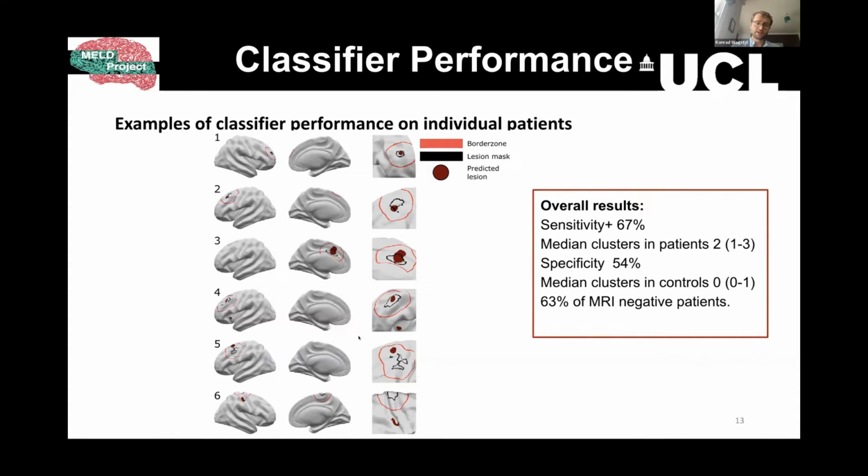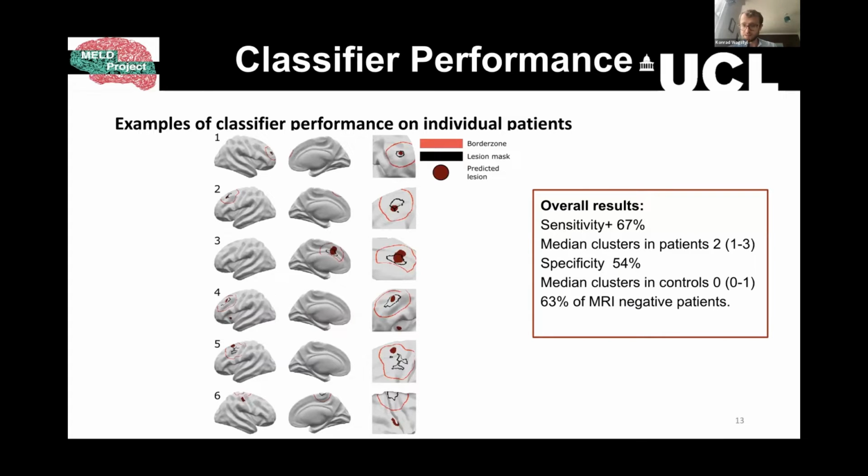Overall, when we trained and tested on the full cohort, we had a sensitivity of 67%, typically picking up 2 clusters in patients, and half the controls had no clusters, and for the other half the interquartile range was 1, the upper limit was 1. What was really nice was that we saw that 63% of the lesions that had been considered MRI negative at some point were detected.